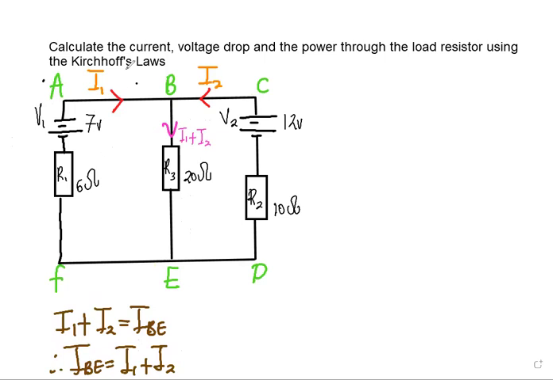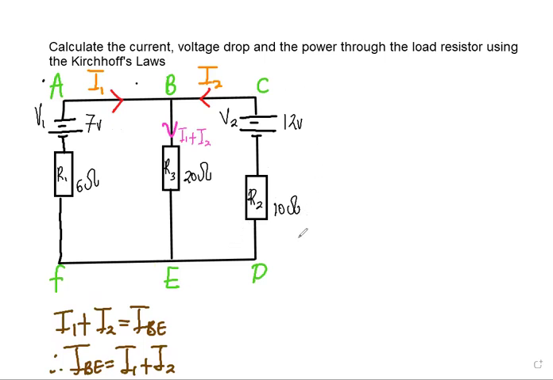One thing that is very important there: they want us to determine the current, voltage drop as well as the power through the load resistor using Kirchhoff's law. We need to follow what the question wants us to do, which is making sure that we use Kirchhoff's law. We know we have two different types of laws for Kirchhoff, which are Kirchhoff's current law as well as Kirchhoff's voltage law.